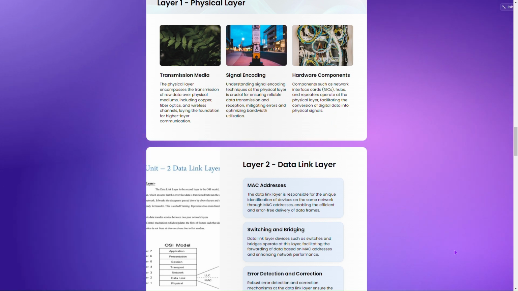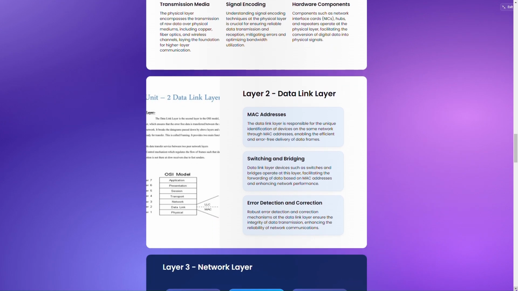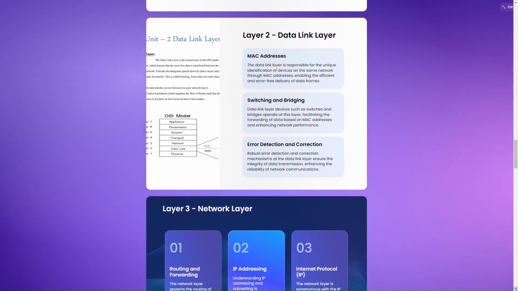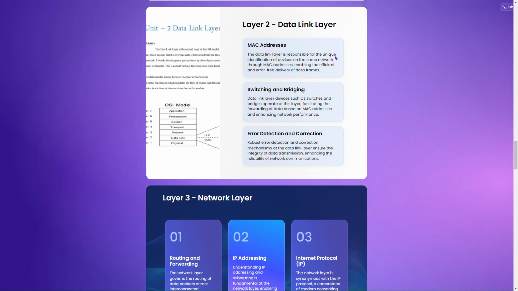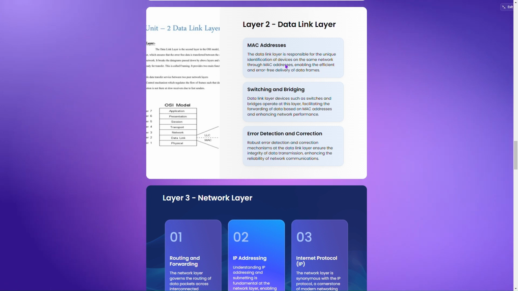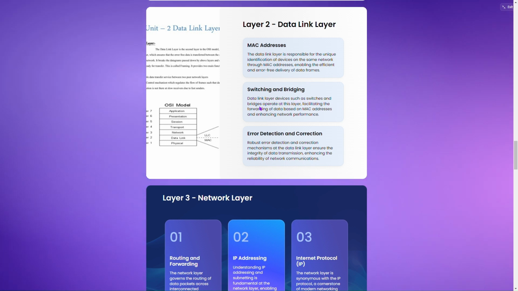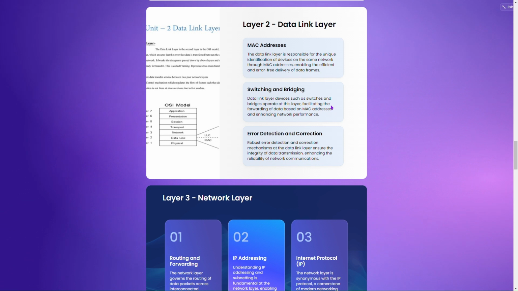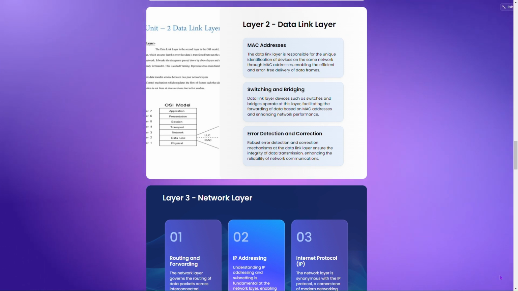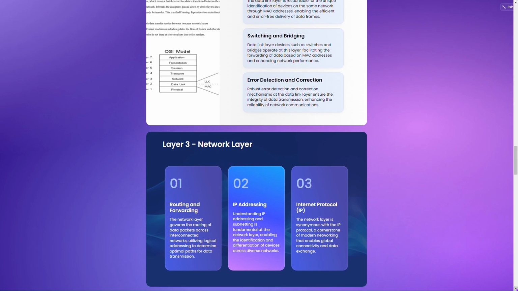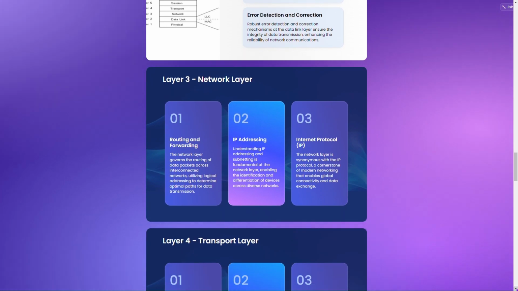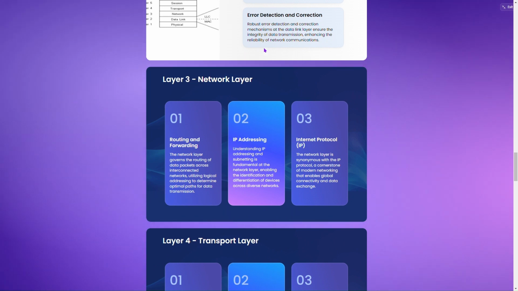OSI Layer 2. Data link layer. 1. MAC addresses. The data link layer is responsible for the unique identification of devices on the same network through MAC addresses, enabling the efficient and error-free delivery of data frames. Switching and bridging. Data link layer devices such as switches and bridges operate at this layer, facilitating the forwarding of data based on MAC addresses and enhancing network performance. Error detection and correction. Robust error detection and correction mechanisms at the data link layer ensure the integrity of data transmission, enhancing the reliability of network communications.